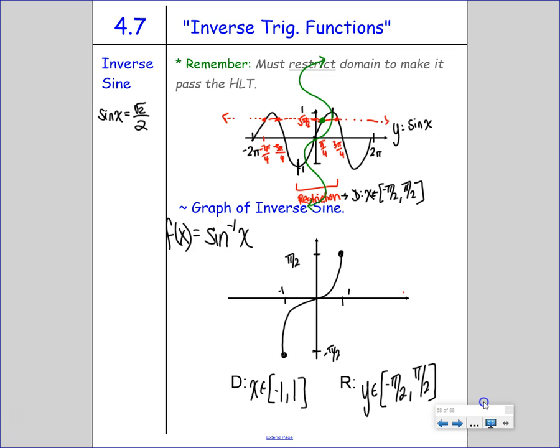Which also poses a problem, because if sine can only go up to 1 and down to -1, then sine inverse can only have numbers coming into it that are between negative 1 and 1. If I were to plug in, let's try it. What's sine inverse of 2?